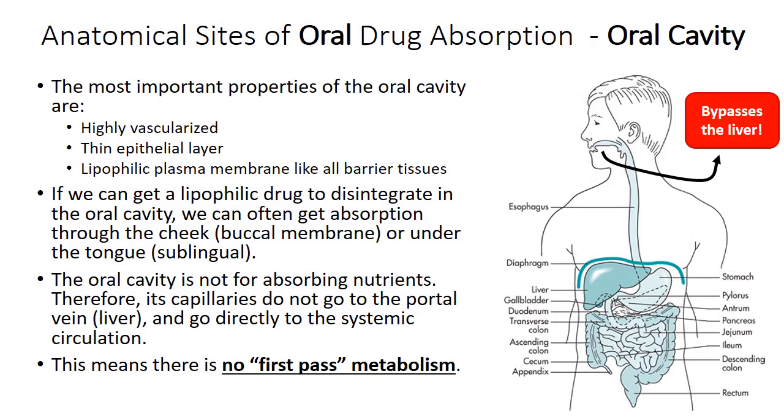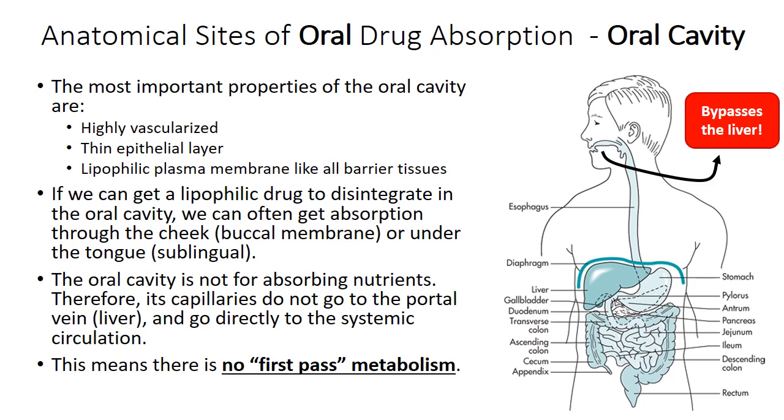So we're going to go one at a time, just briefly, though. The oral cavity: the most important properties of the oral cavity are that it's highly vascularized, so a lot of blood vessels, and has a very thin epithelial layer. Unlike your skin, the mucous membrane in the mucosa is pretty thin, and it has a lipophilic plasma membrane like all barrier tissues. So if we can get a lipophilic drug to disintegrate in the oral cavity, you usually get very rapid absorption.